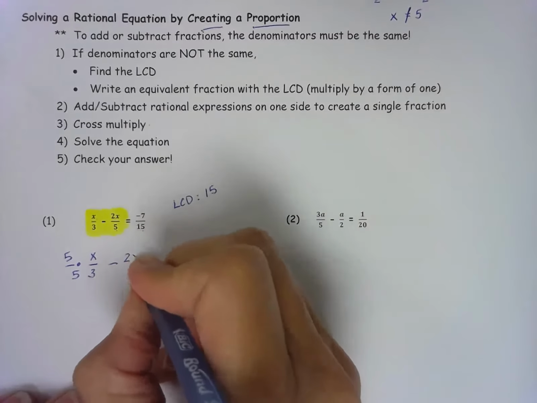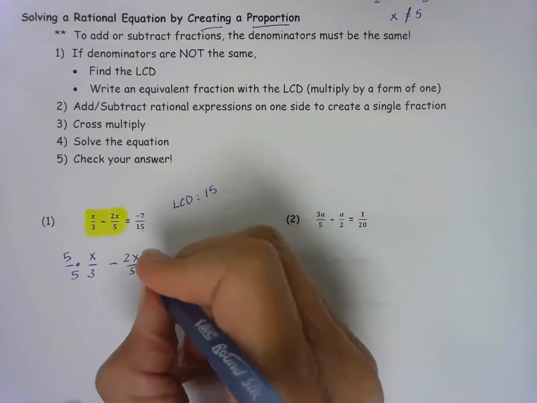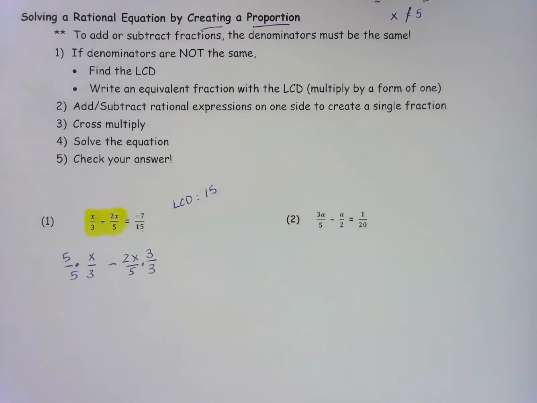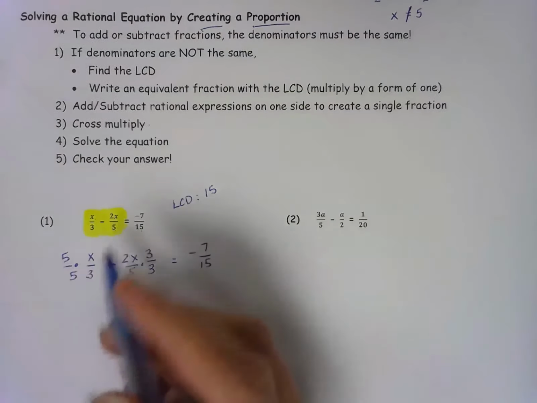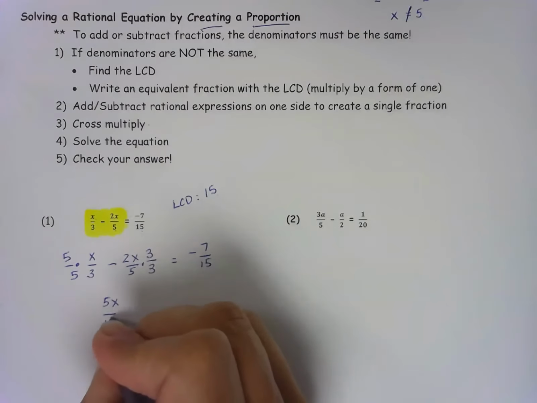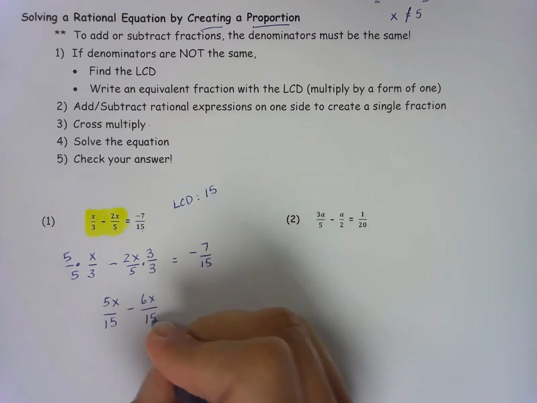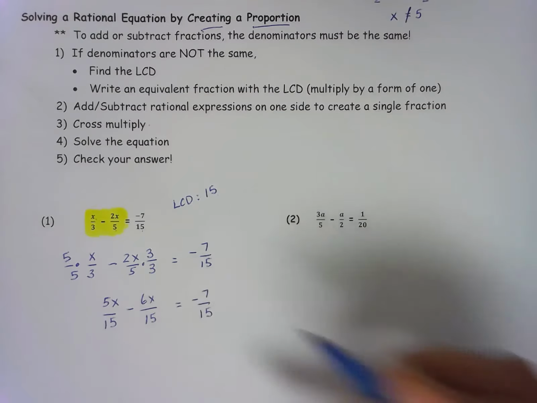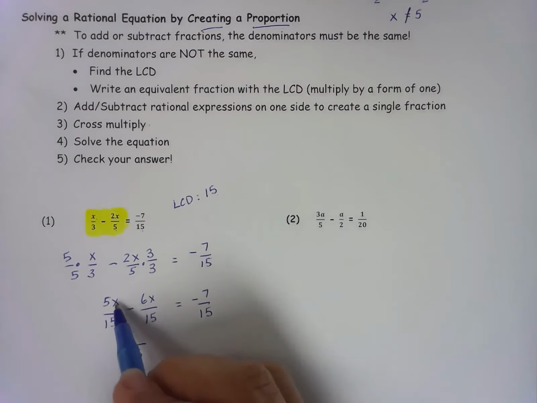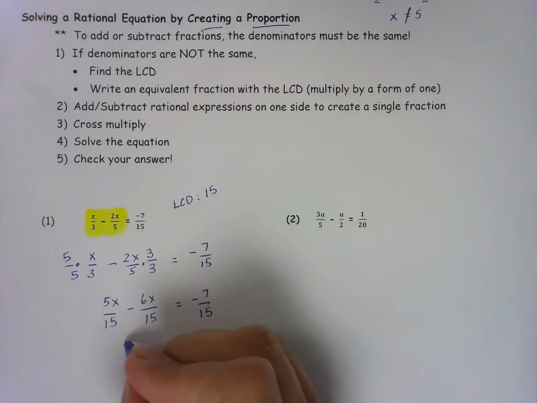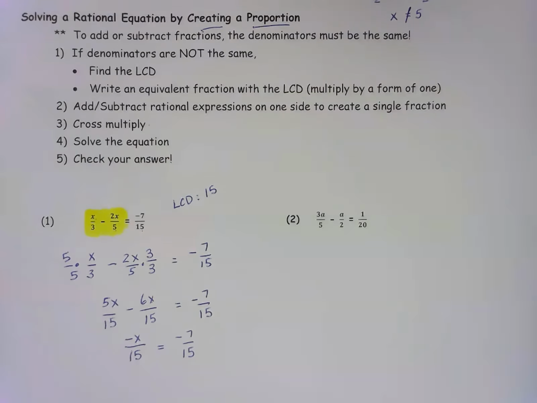So then we have minus 2x over 5. How do I make 5 into my least common denominator of 15? I multiply the bottom by 3, so I have to do the same on top. And that equals -7 over 15. Okay, 5 times x is 5x over 15 minus 2x times 3 is 6x over 15 equals -7 over 15. Since I now have the same denominator, I can keep the denominator and combine this. 5x minus 6x is -x. -x over 15 is equal to -7 over 15.